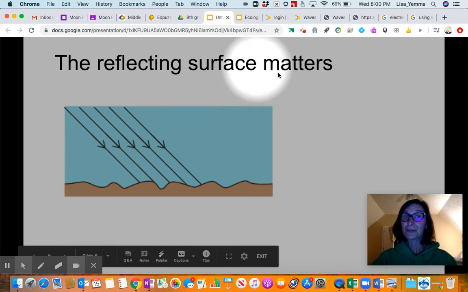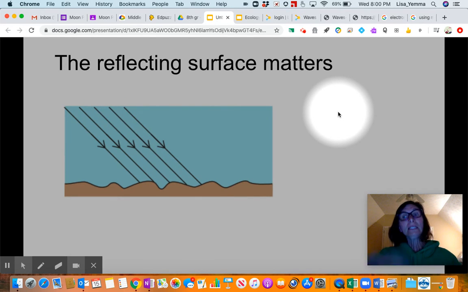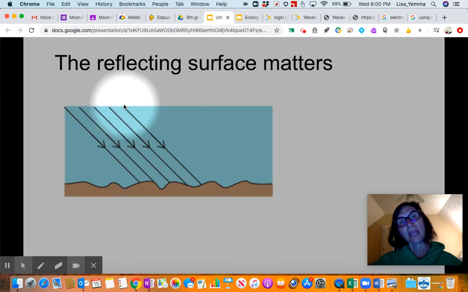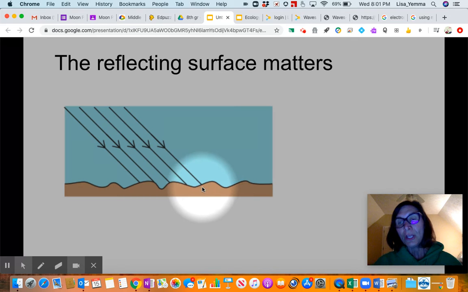The reflecting surface matters. And you can see, so far I've been really emphasizing that if the surface is flat or planar, these things are going to happen. Well, if the surfaces are not flat or planar and they're bumpy at all, you'll get some reflection that is different than the angle of incidence. So this angle coming in to this surface won't be equal to the angle of reflection because this surface is not flat. So this is why light gets spread out.